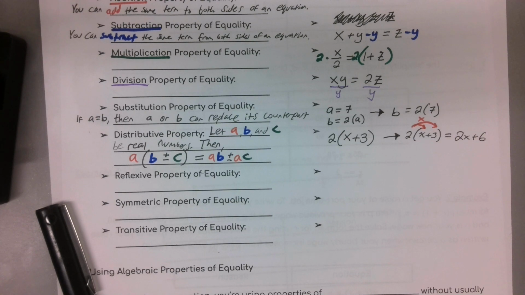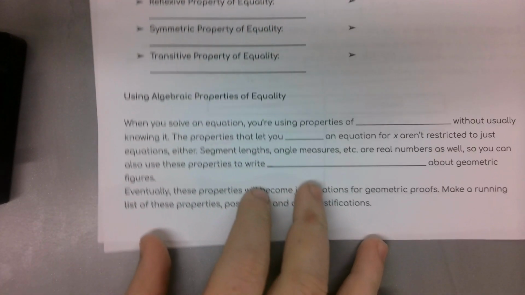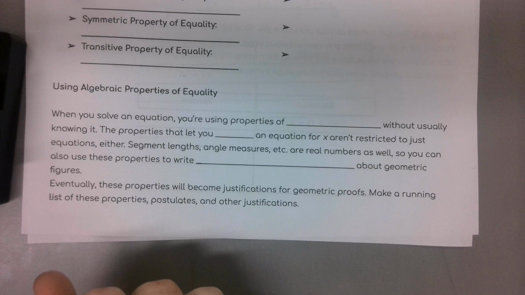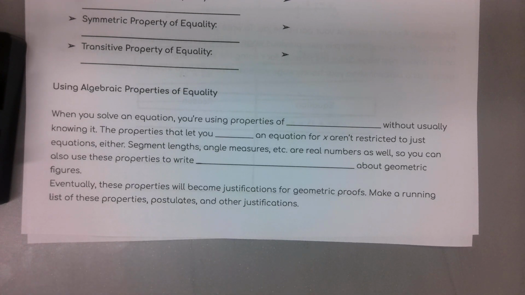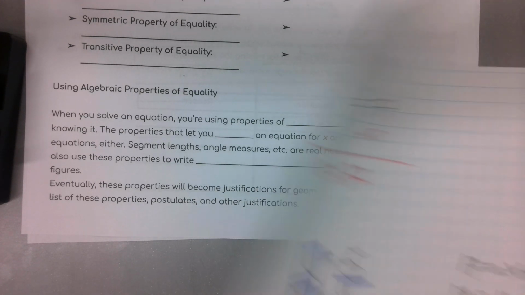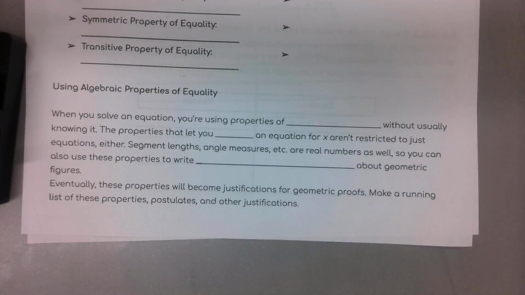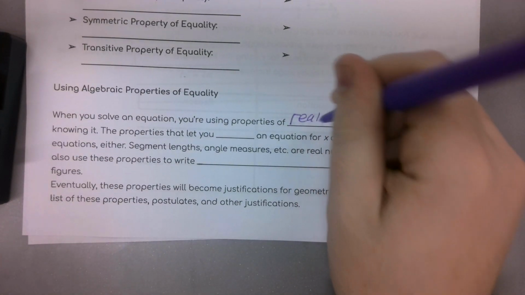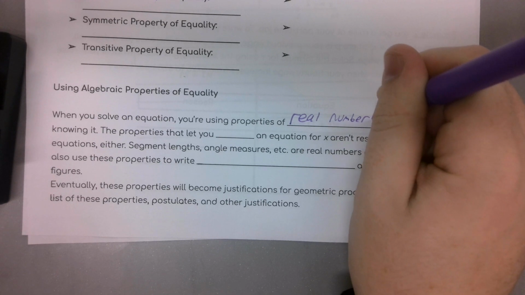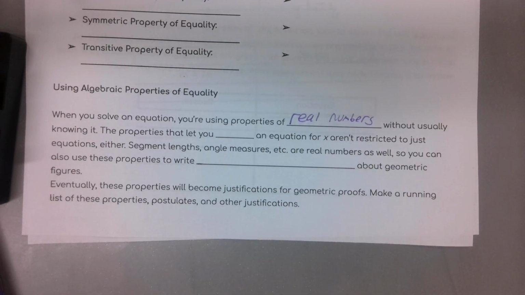So let's take these into consideration as we take a look at the bottom of the page. When you solve an equation, just like we did in our original example here, boom, we are using the properties of real numbers without knowing it. Real numbers are just all the different types of numbers that we've talked about so far that exist. Things like 2 and 512, negative 7.5, or the square root of 2. All of those are real numbers.